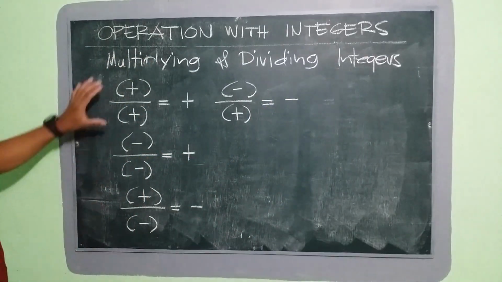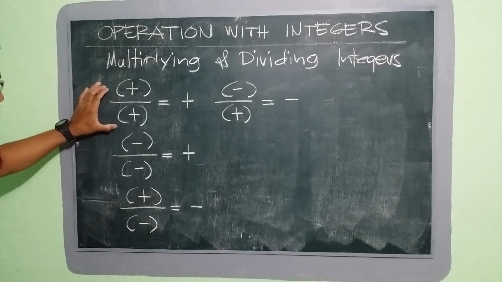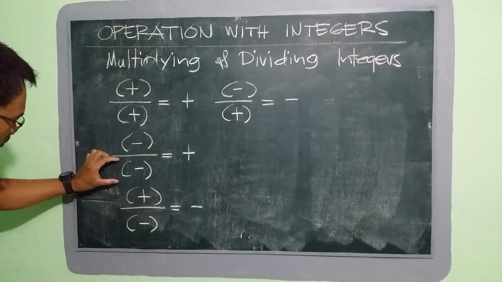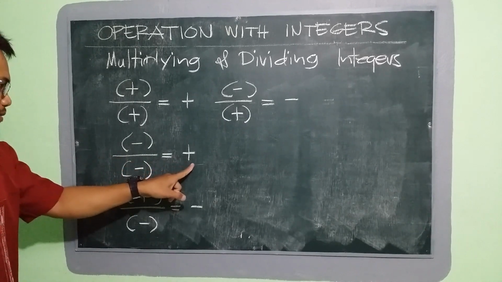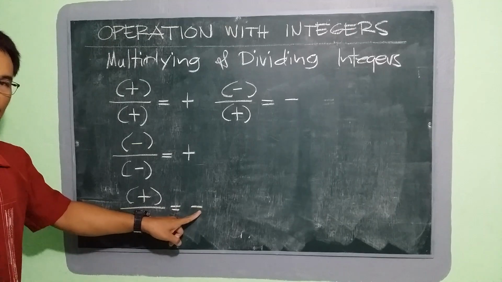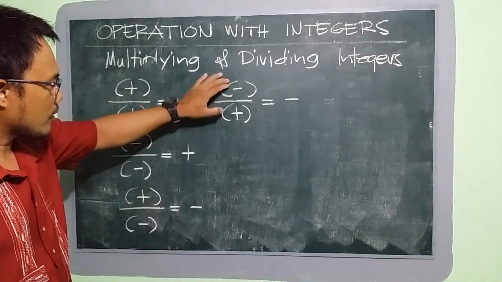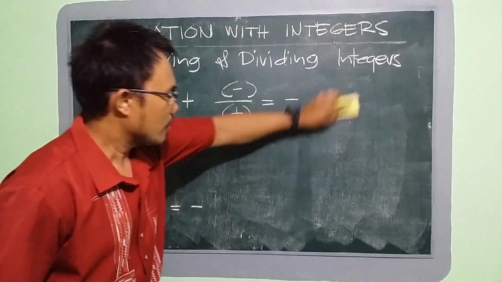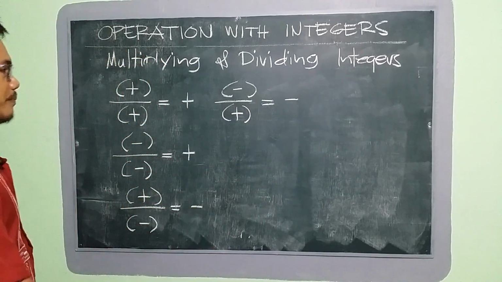It says that positive divided by positive, the result is positive. Negative divided by negative, the result is positive. Numbers with different signs divided, the result is negative. Now let us have some examples.